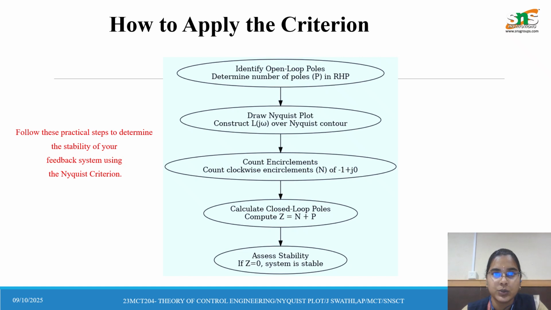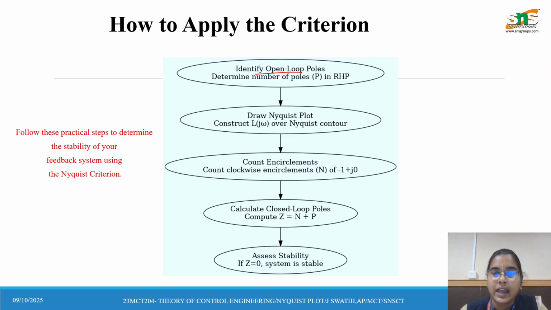And now we are getting into the steps to apply this criterion. First step, we have to identify the open loop poles, determining the poles in the right half plane, and draw the Nyquist plot while considering L(jω) over the Nyquist contour. Now count the encirclements: count the clockwise encirclements around −1 + j0. Calculate the closed loop poles, which is indicated by Z = N + P, where Z is the zeros and P is the poles, and N stands for the net encirclements.